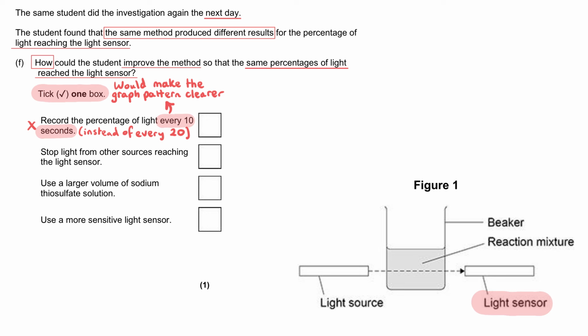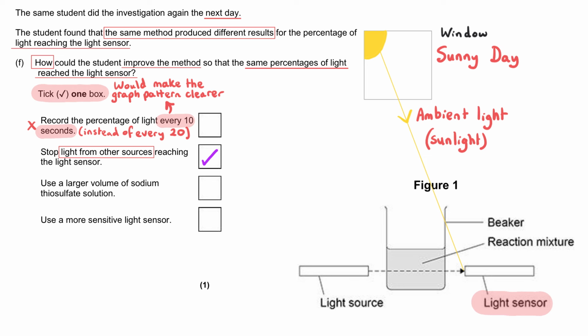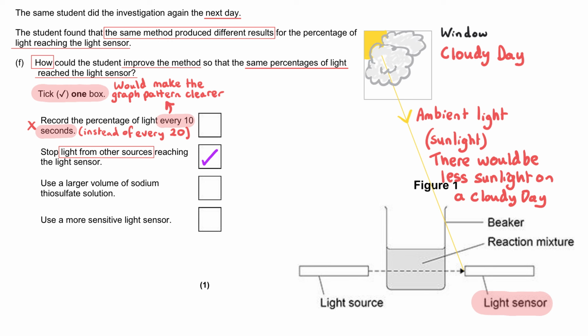Stop light from other sources reaching the light sensor. That's the correct answer, because if it's a sunnier day, there might be more ambient light. That means there might be more light coming in through the windows and interfering with this experiment, and light from outside might be reaching this sensor and elevating the percentage of light greater than it should have been and greater than it would have been on a cloudy day.